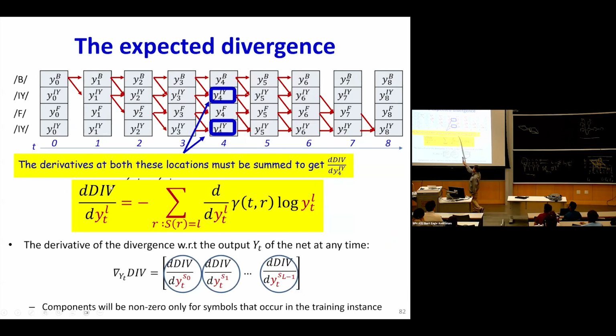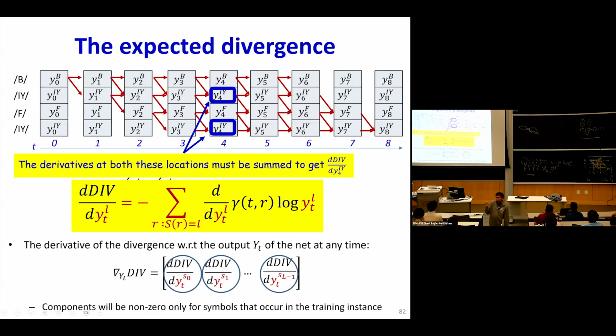If I consider the time 4, right? If I want the derivative of the divergence with respect to the output of the network at time 4, then the derivative terms for anything other than b, phi, and e are going to be 0. So those can be discarded.